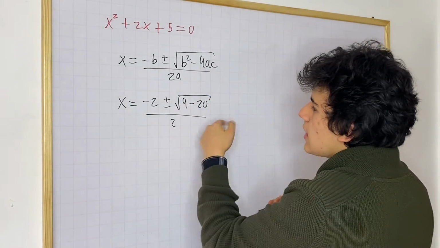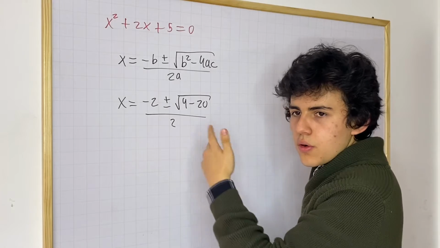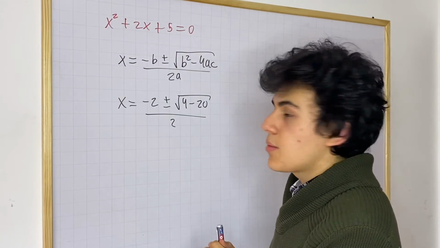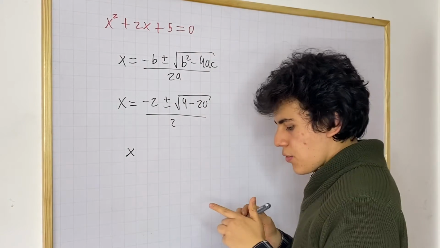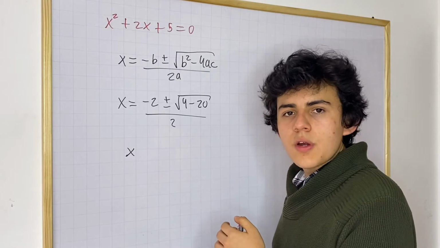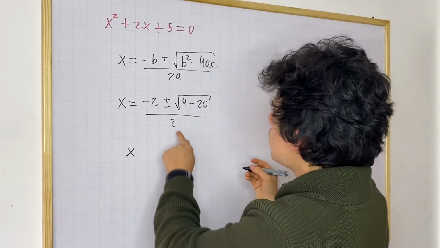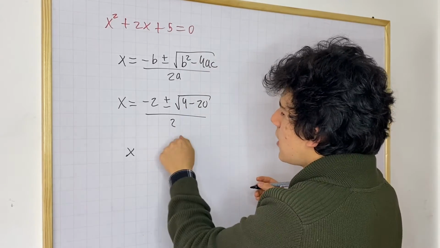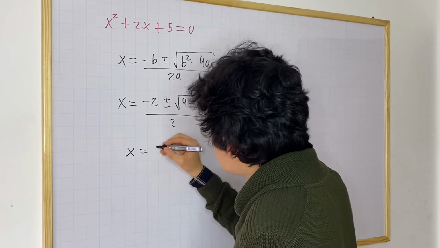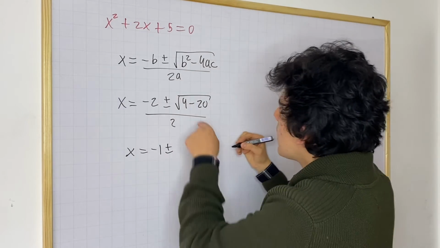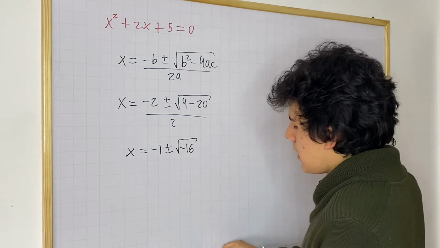In this case, we're going to get the square root of negative 16. This is, of course, a point at which we have to use complex numbers. If you don't know how to find the square root of a negative number, just go and check one of my other videos. You should find it very easily. Now we can distribute this denominator into both of our terms. So we would have negative 2 divided by 2, that is just going to be negative 1, plus or minus the square root of negative 16. Now here comes the fun. What is the square root of negative 16?